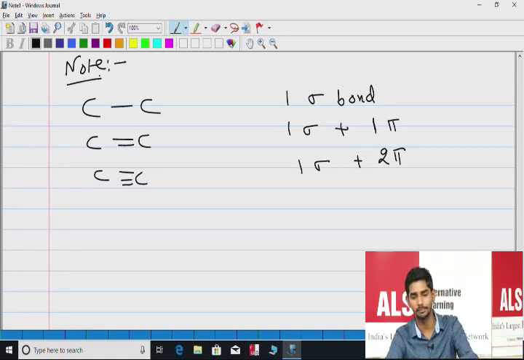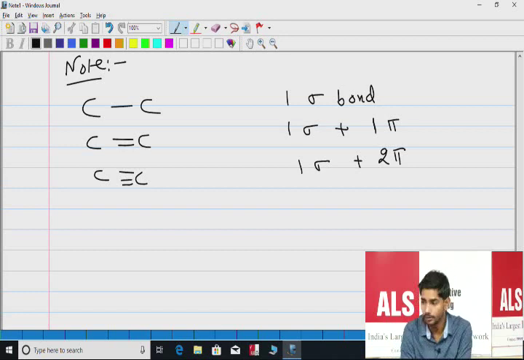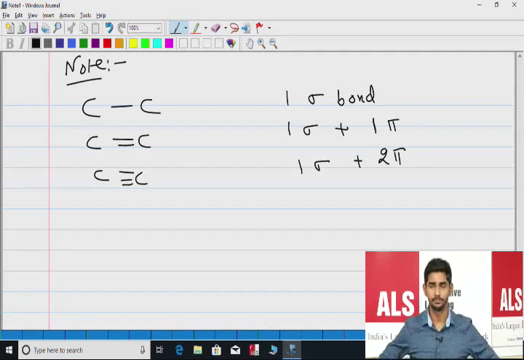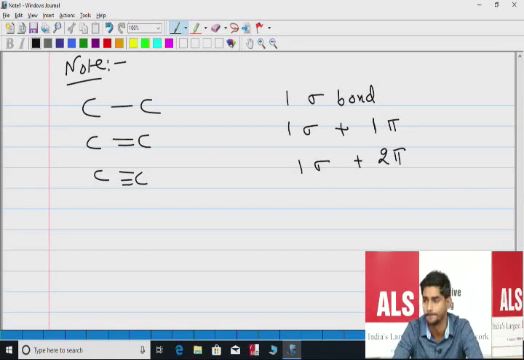This is just an example, guys. So you can take the carbon-carbon bond, we have taken carbon. You can take any other molecule, any other scenario. A single bond means one sigma bond. A double bond means one sigma and one pi, and a triple bond means one sigma and two pi. Okay, copy this one. Copy, guys. Copy and confirm.